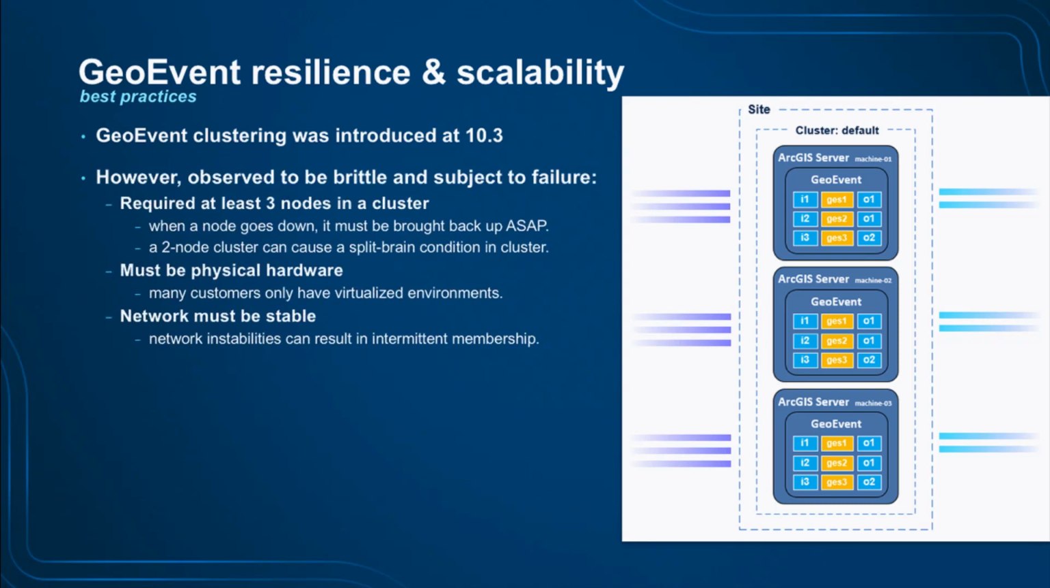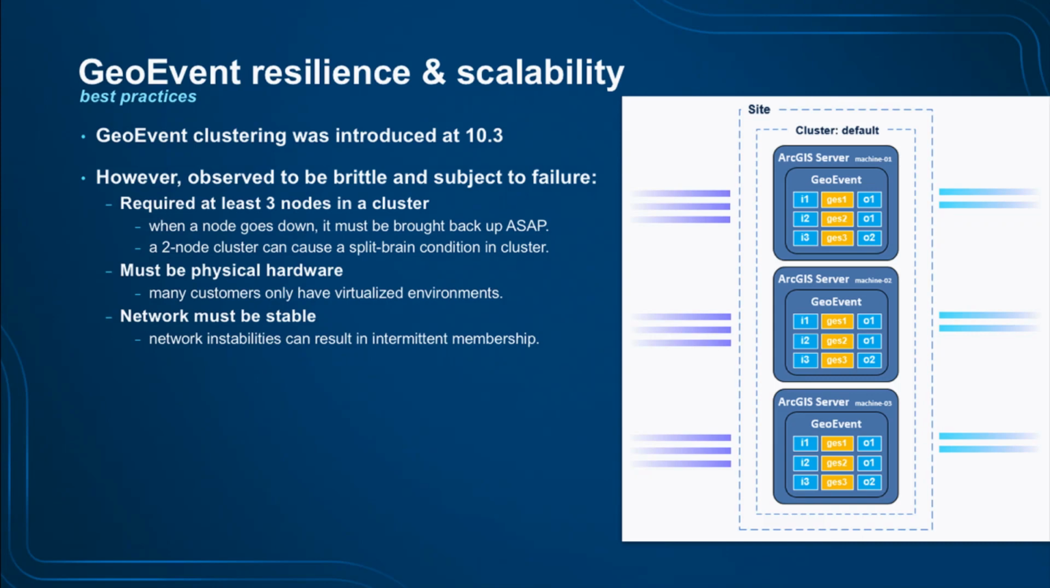It was observed to be very brittle and very subject to failure, and it required at least 3 nodes in a cluster. The first question we always got was, why 3, why can't I do 2? There's a number of reasons for that that aren't worth going into here. But when a node goes down, it needs to be brought back as soon as possible. That was one of the assumptions that we made. A 2-node cluster can cause what's known as a split brain condition.